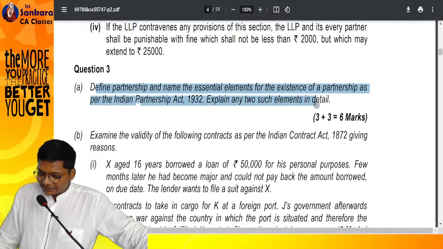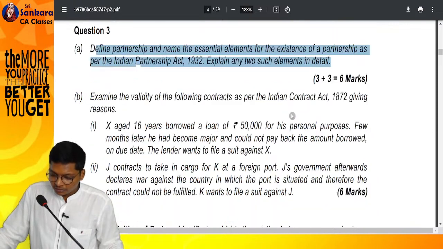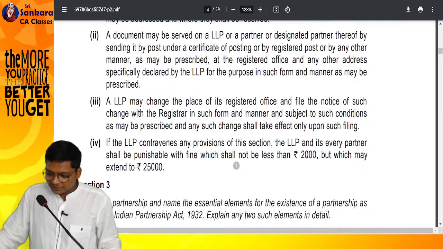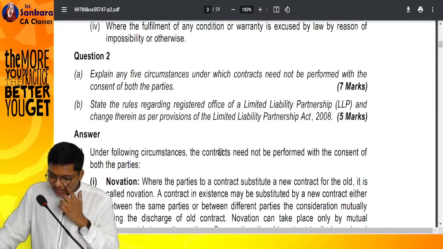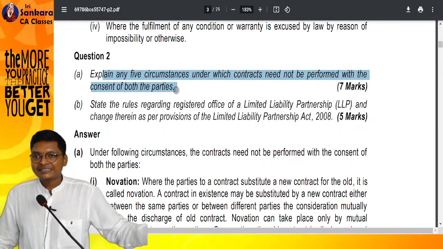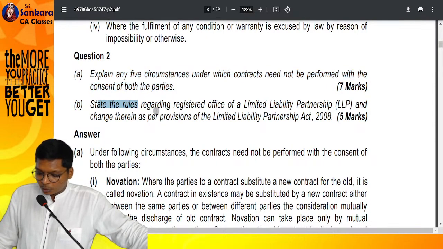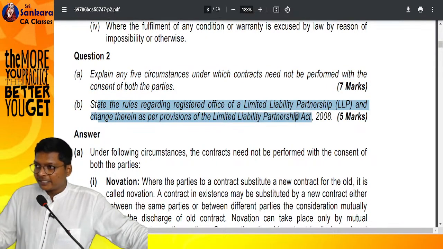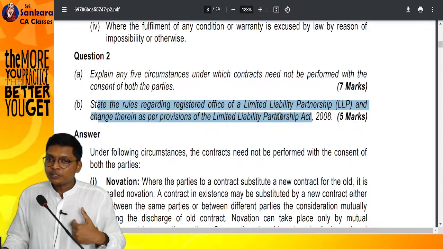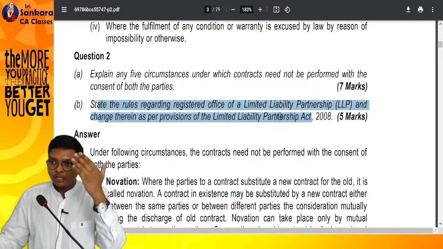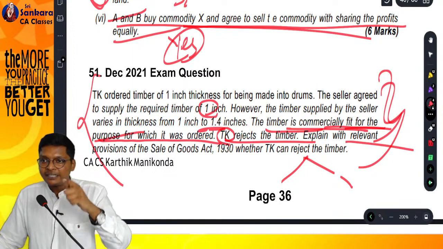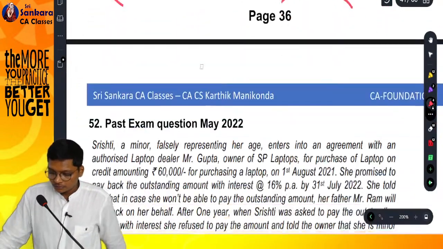Define partnership, essential elements, any two, three marks. Then the minor borrowed loan, minor provisions, simple questions. I am not taking them, easy questions. Look at this. Explain 5 circumstances where a contract need not be performed with the consent of both parties. 7 marks. Why do I discuss this? State the rules regarding the registered office of an LLP. 5 marks. I am not discussing all this because it is straightforward. Registered office, what we discussed, guys. If you change, you have to update all of that. Clear? I only put those questions which are unique, different, out of the box. Next.